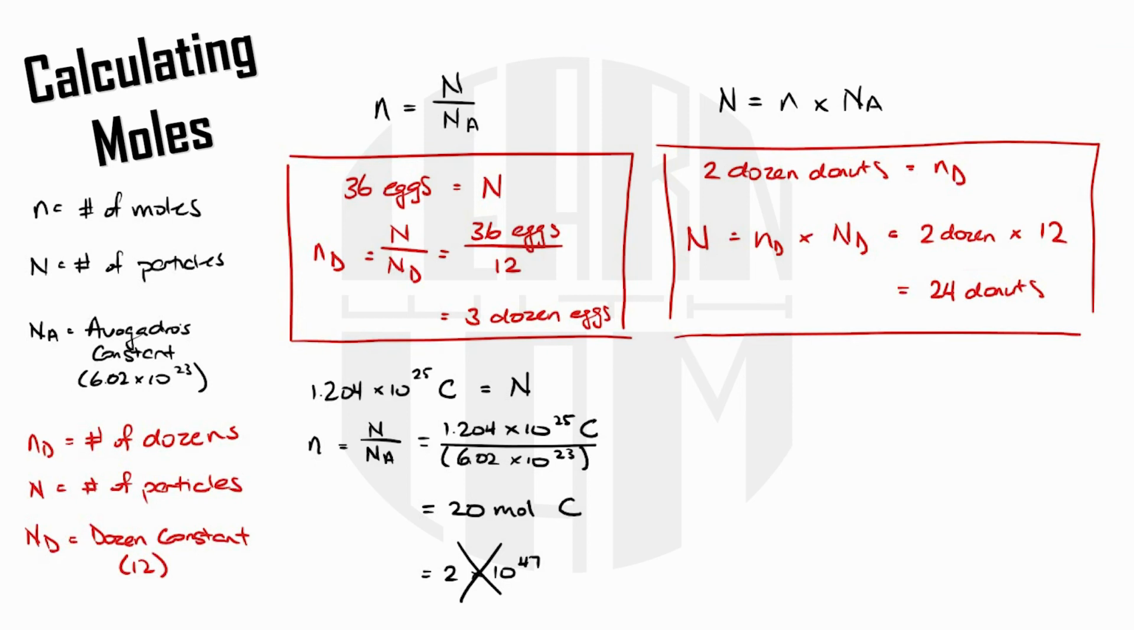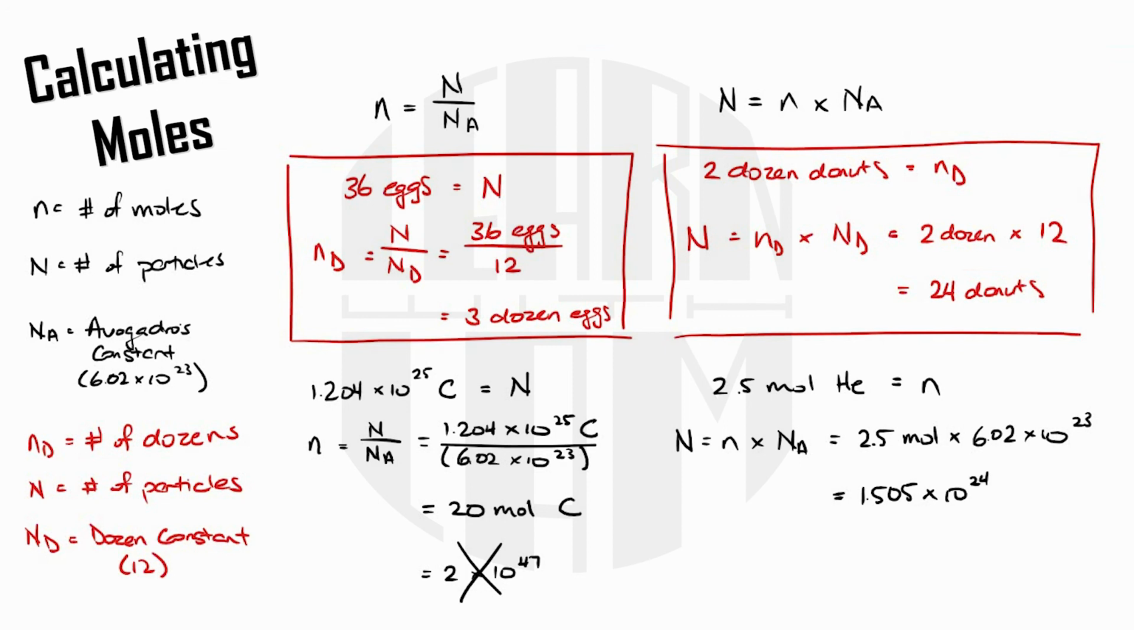And now, what if you have 2.5 moles of an atom? How many individual atoms do you have? Well, in this case, 2.5 moles of helium is, of course, our number of moles. As we now know, number of particles equals number of moles times Avogadro's constant. That gives me 2.5 times 6.02 times 10 to the power of 23, which gives me 1.505 times 10 to the power of 24 atoms of helium. And that's all there is to it.